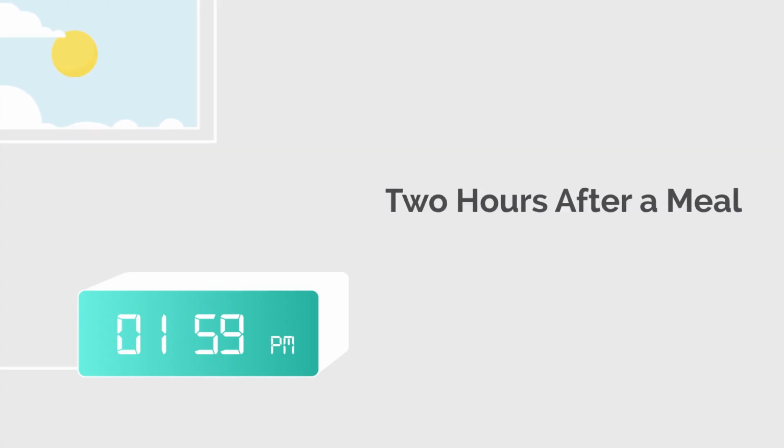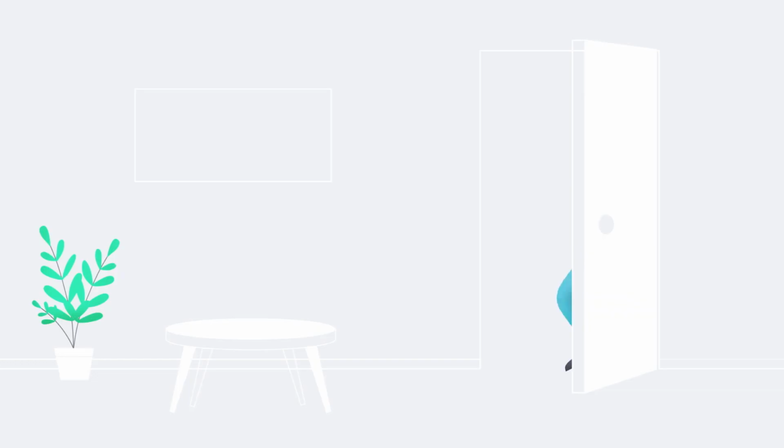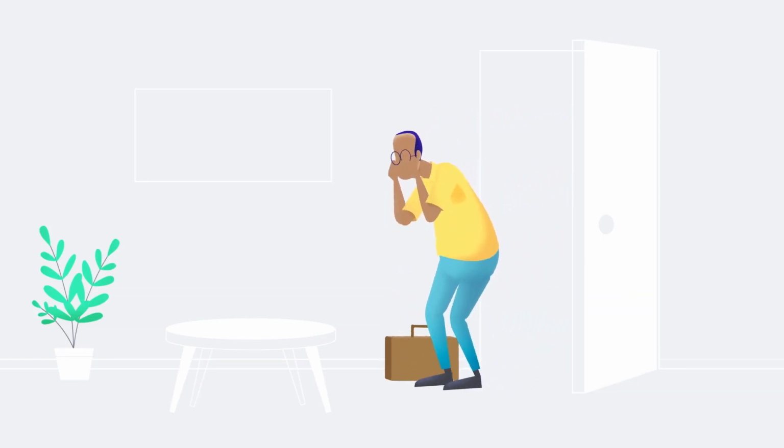2 hours after a meal, commonly after lunch. This helps you determine whether your blood sugar is returning to the target range. Blood sugars rise right after a meal, but should return to the target range after 2 hours. In type 2 diabetes, they may remain elevated longer.